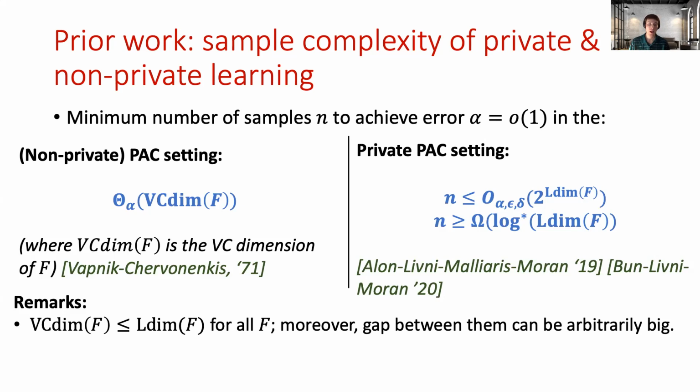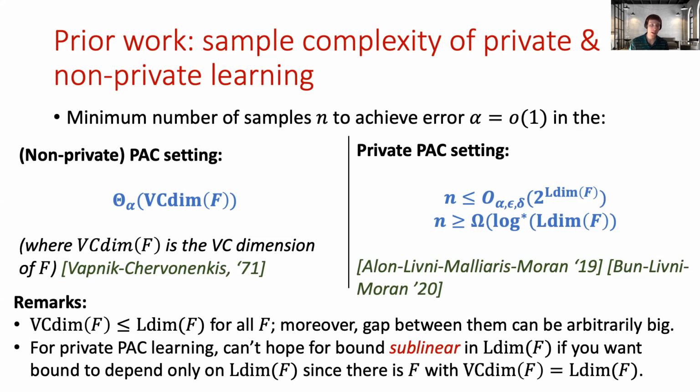Now, a couple notes here. The Littlestone dimension is always bounded below by the VC dimension, and this gap can be arbitrarily large, so private learning in general can be arbitrarily harder than non-private learning. But even for the task of private learning, the upper and lower bounds are very, very far apart. One question you might ask is, how much can you improve this gap by?